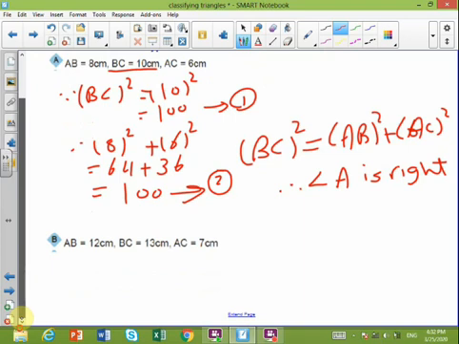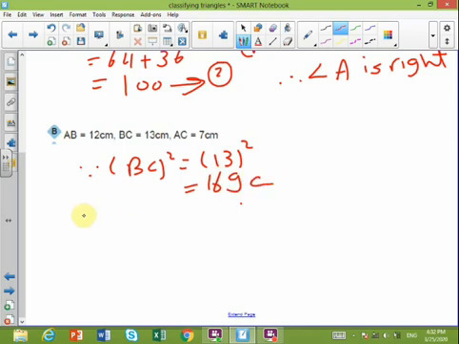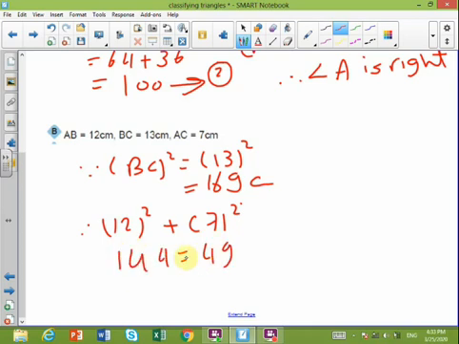Okay, what about this exercise? AB is 12, BC is 13, AC is 7. Where is the longest side? BC. So BC square equals 13 square, which is 169. Then the other two sides square: AB square, which is 12 square, plus 7 square. 144 plus 49 equals 193.